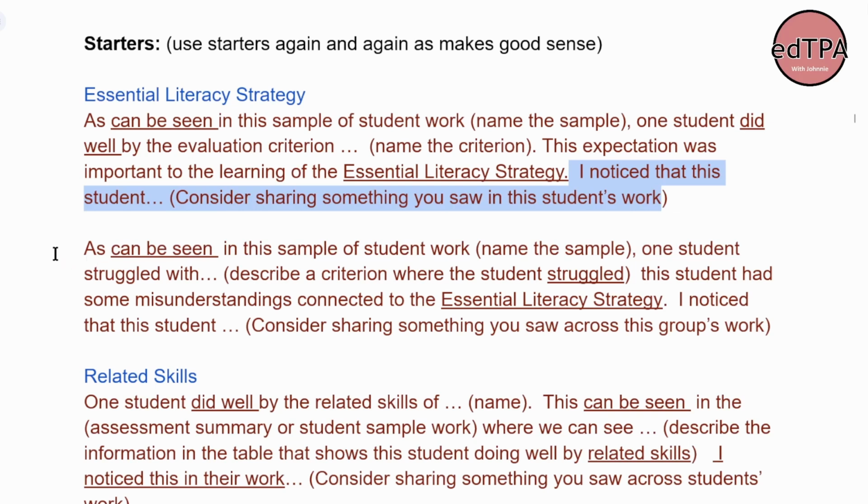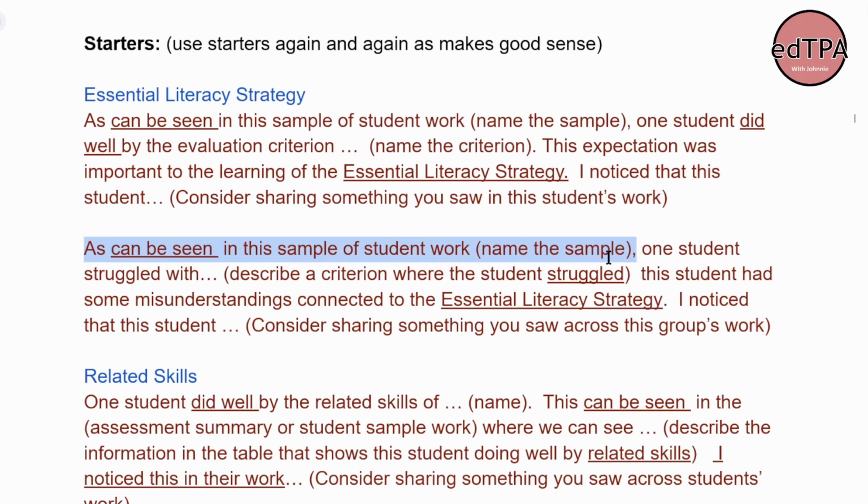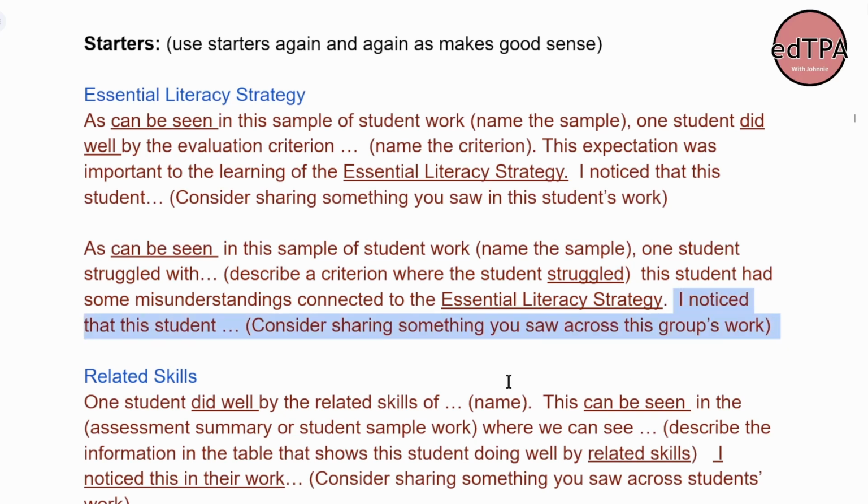Okay, so you have to have evidence. As can be seen in this sample of student work, name the sample. Now we're thinking about the struggle. One student struggled with, describe a criterion where the student struggled. This student had some misunderstandings connected to the essential literacy strategy. I noticed that this student, consider sharing something you saw across this student's work.